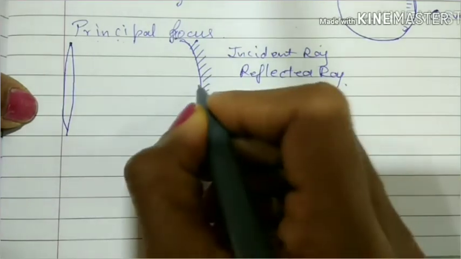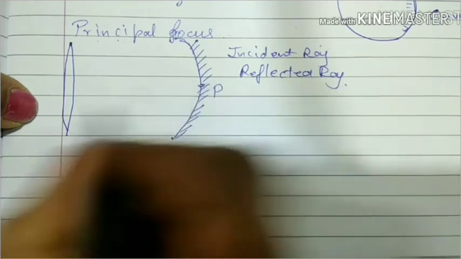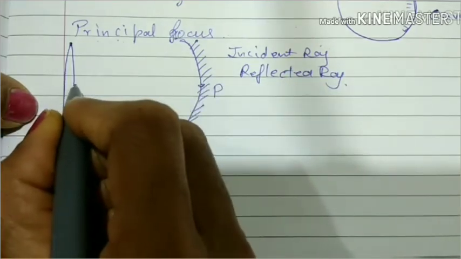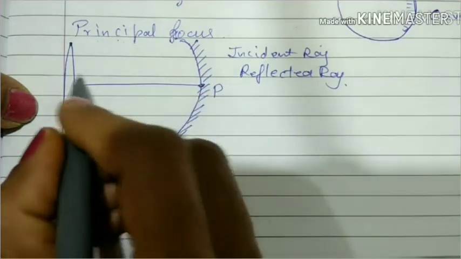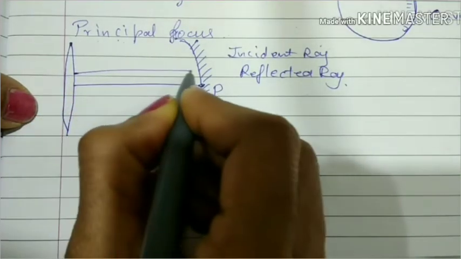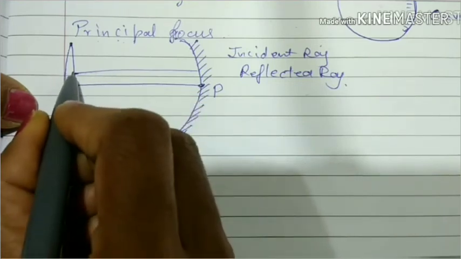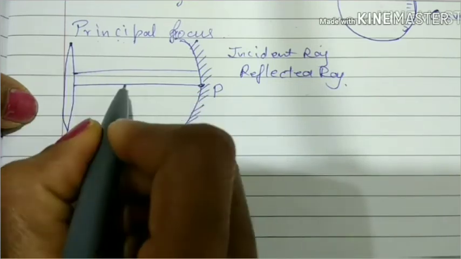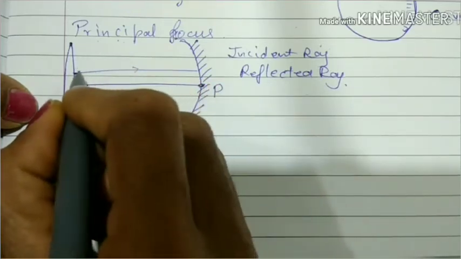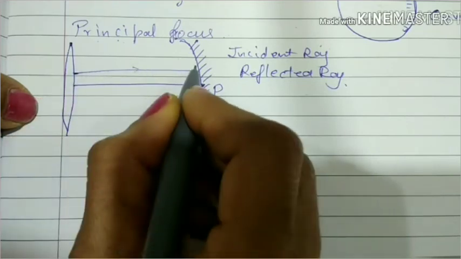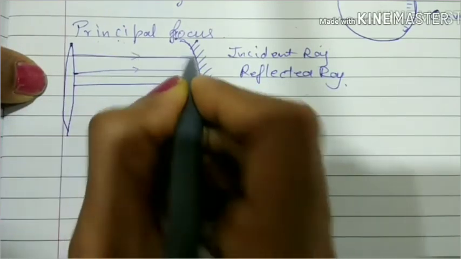So earlier we had talked about this point P, which is the pole of the mirror, and a line which is passing through this is the principal axis. So all the rays that are parallel, these are the incident rays. Any ray of light that comes from an object is called the incident ray. Let's consider the ones that are parallel to the principal axis and traveling towards the mirror. So these are incident rays.